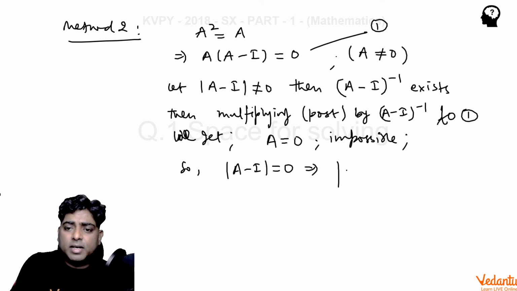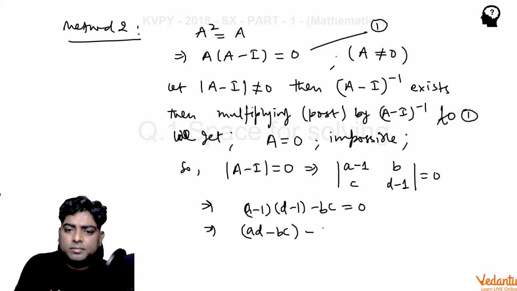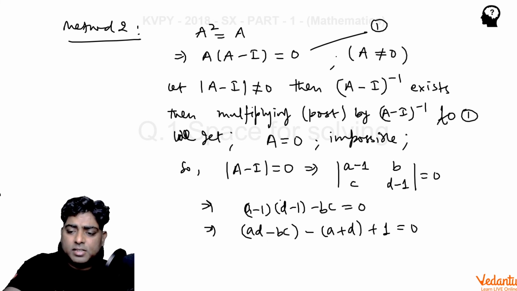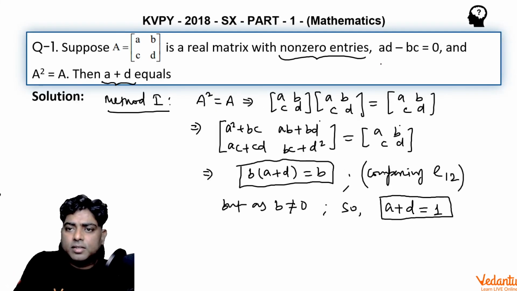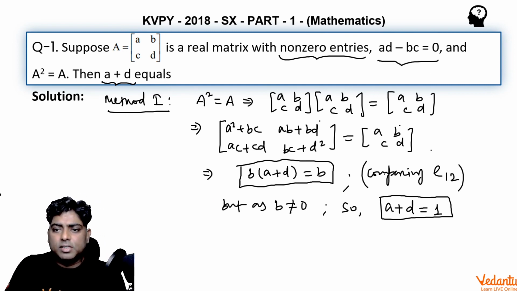And what is the determinant of A minus I? I subtracted from A, which was ABCD. A minus I means A minus 1, D minus 1, and the determinant is equal to 0. So from here we get A minus 1 into D minus 1 minus BC is 0. If you open it, you'll get AD minus BC taken together, minus A plus D, plus 1 equal to 0. But AD minus BC was given to be 0 in the question.